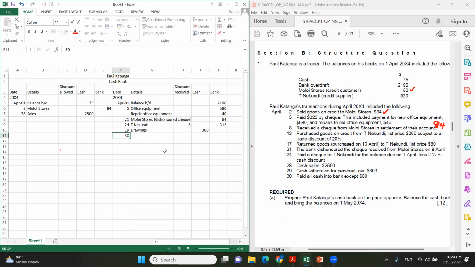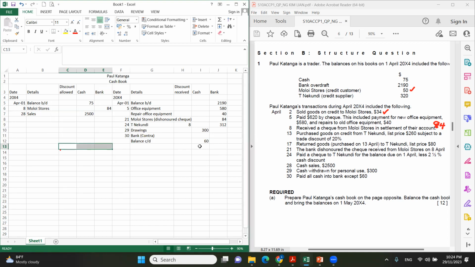So on this 30th, actually what they're trying to do is they want you to calculate the contra amount for the cash transfer to the bank. So how are we going to determine the amount? We must know how much the balance c/d is. They say they except 60, that means 60 is the balance c/d. And this amount, how do we get it? We calculate the subtotal. Here the subtotal amount is 75 plus 2005. So this is the total subtotal.